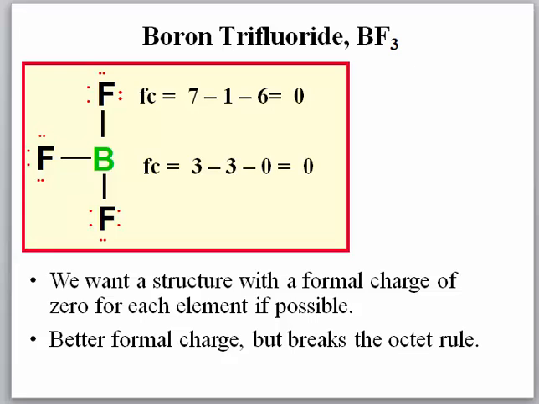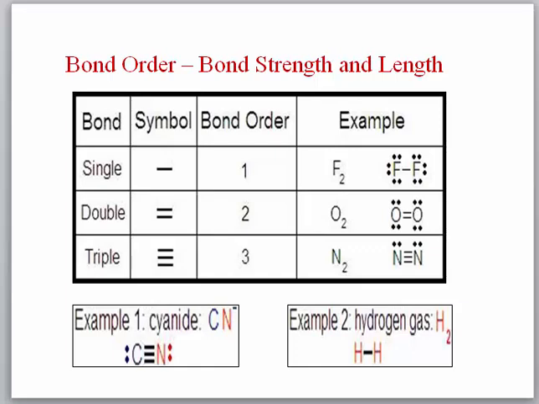So unless you're specifically asked to pick the best resonance structure based on formal charge, you really don't need to worry. However, boron is one of those elements we expect you to know always breaks the octet rule. So bond order will help you discuss bond strength and bond length.